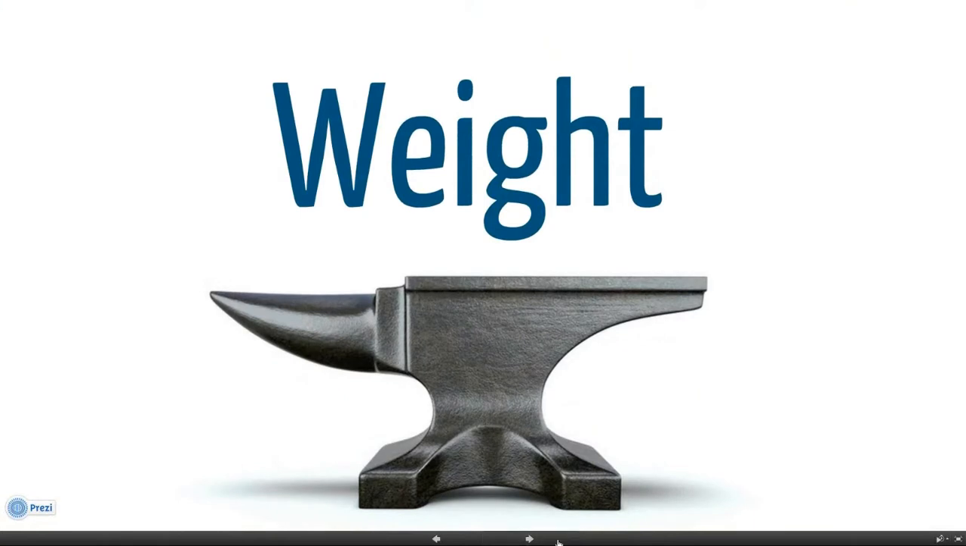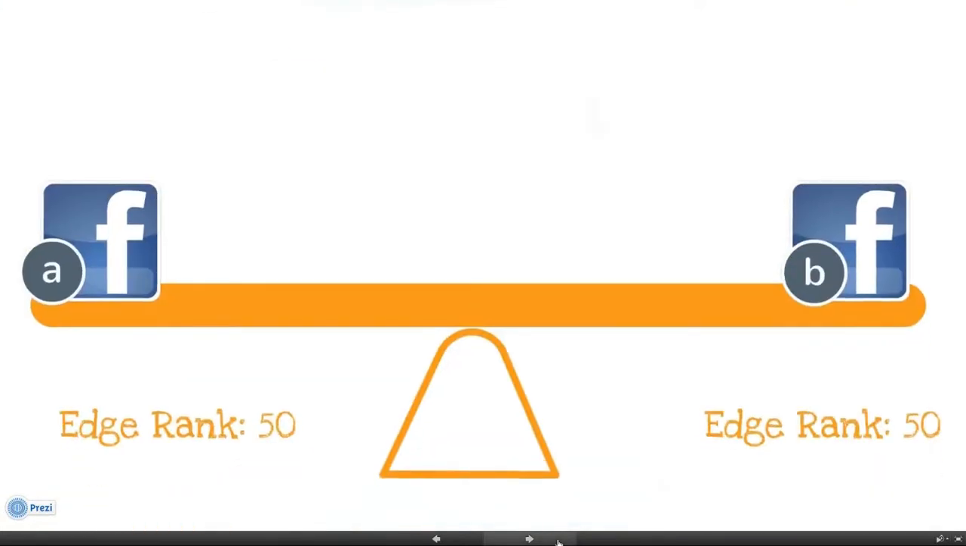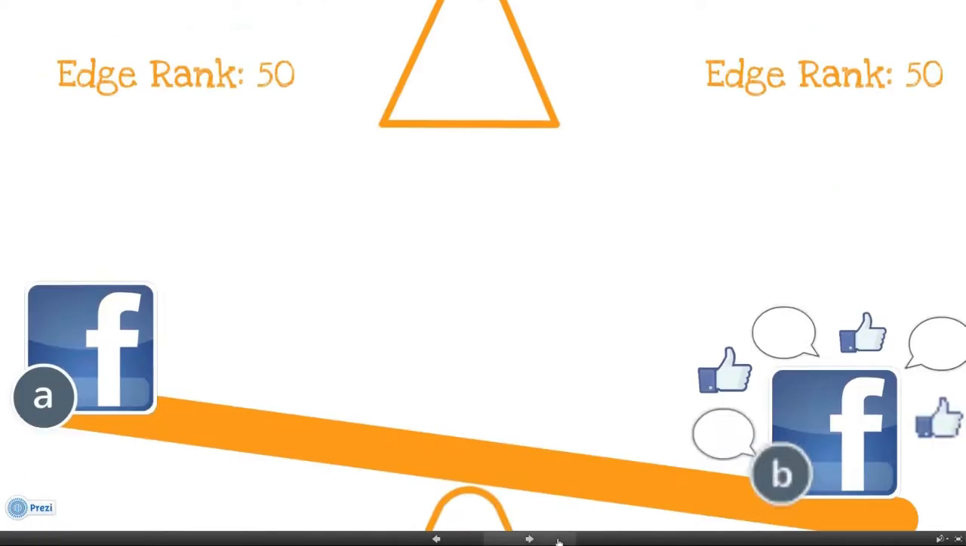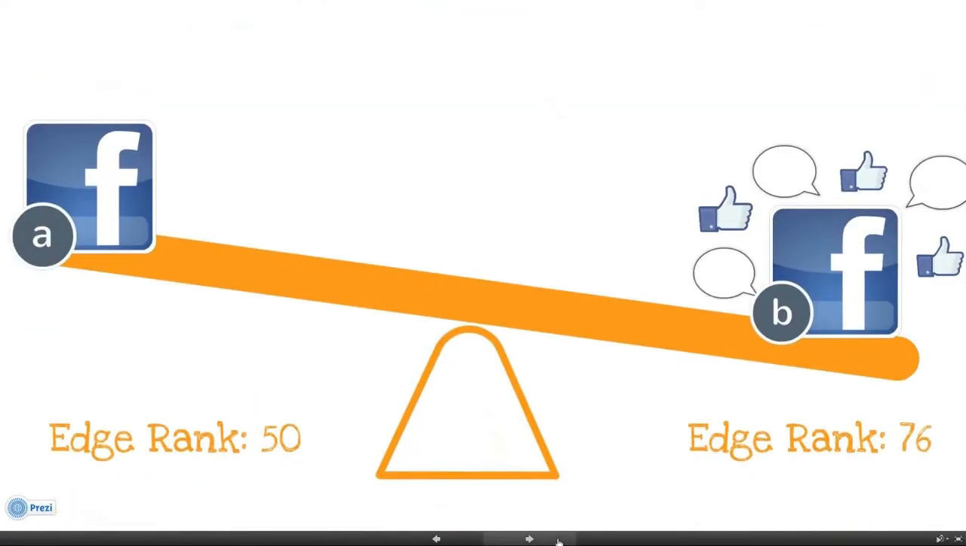The second factor is weight. Let's say we have two posts, post A and B on Facebook, and right now they have the same EdgeRank. But let's say post B gets a lot of comments, likes, shares. People are really interacting with it a lot. It gets what you're always going for, engagement. Each one of those likes, comments, and shares is going to increase its weight value, which is going to increase its EdgeRank.